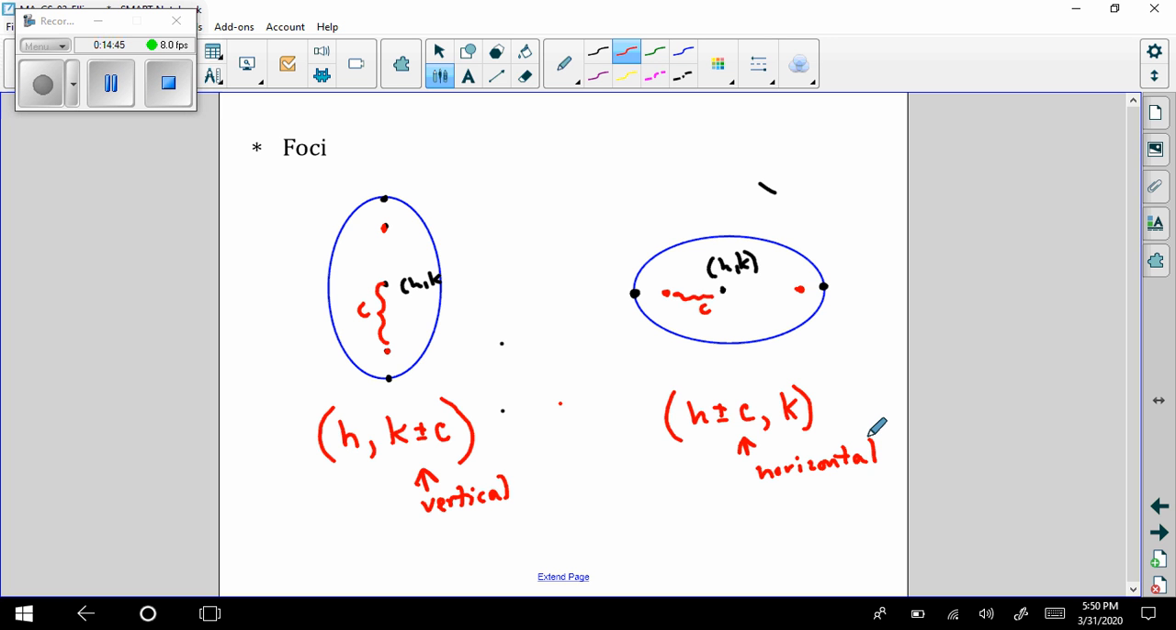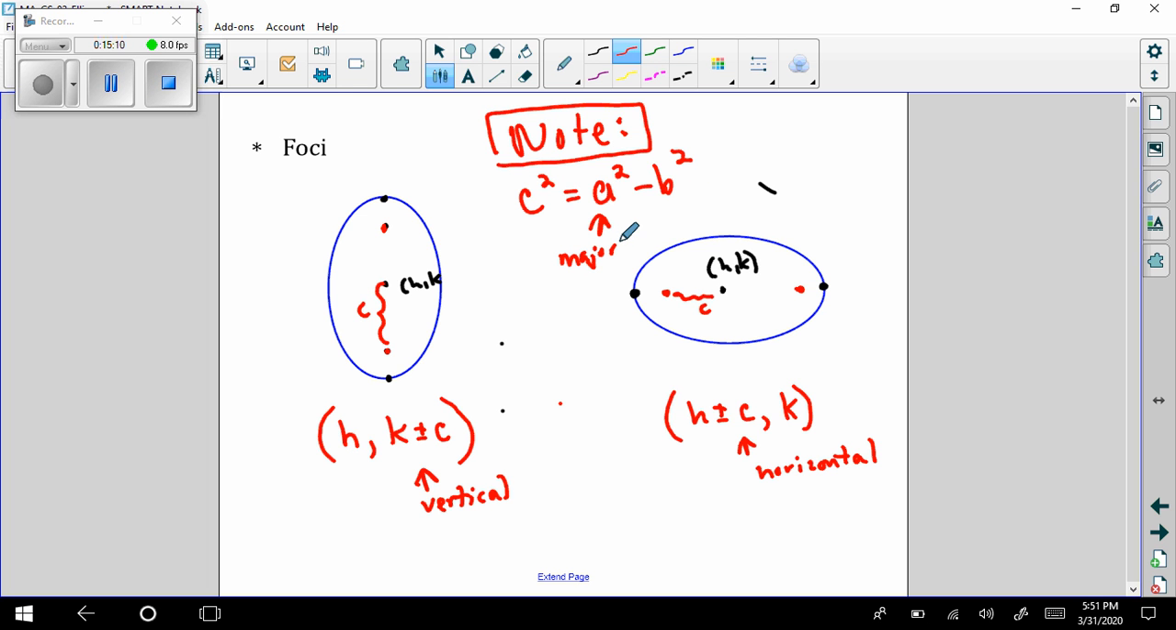Okay, so for a little note here, we don't really go into where this formula comes from, but C squared is always equal to A squared minus B squared. So remember, this is your major, or your largest numerator. This is your minor. And it determines whether you have a horizontal or a vertical ellipse.